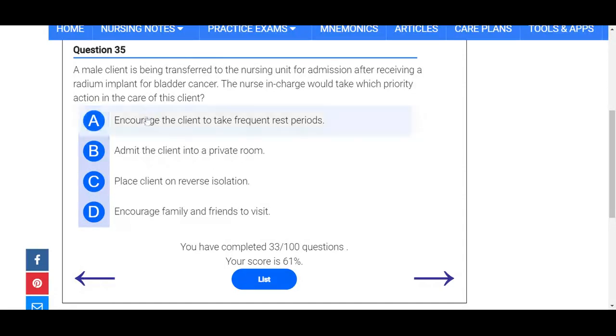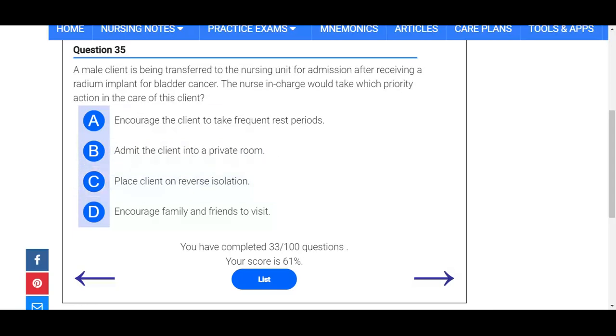So encourage the client to take frequent rest, admit the client to a private room, place client in reverse isolation, encourage family and friends to visit. No, we cannot encourage family and friends to visit. This is radiation, remember? And the patient is undergoing immunodepressant therapy. So this is not a choice. Admitting the client into a private room, placing the client in reverse isolation. I'm having a thought between these two. So let's talk about private room and reverse isolation.